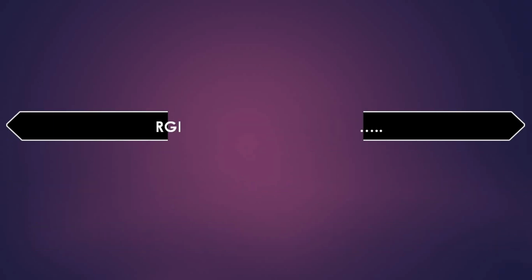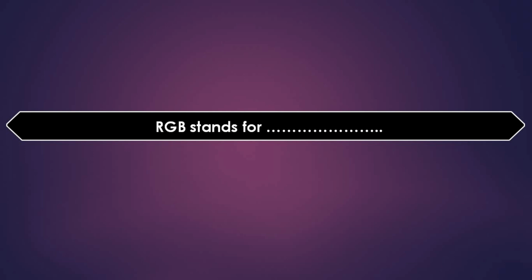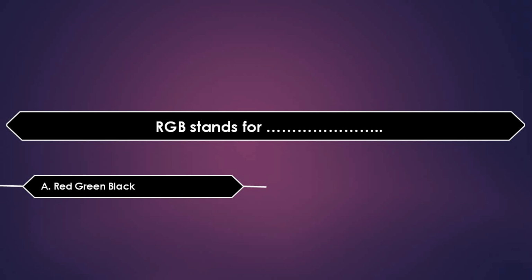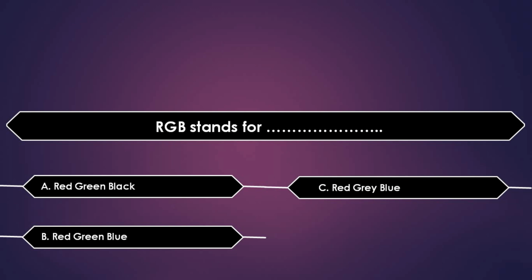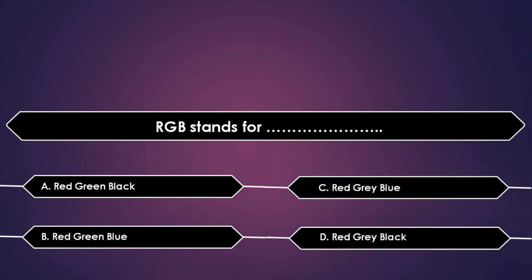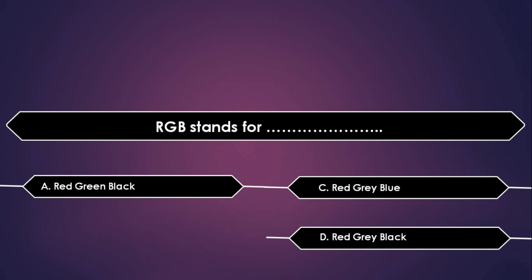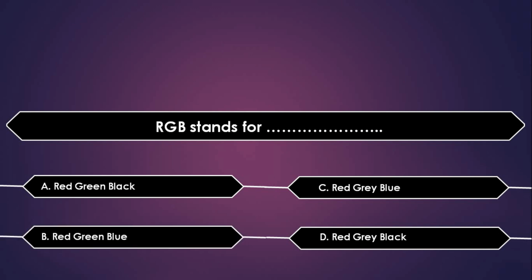The next question. RGB stands for dash. A. Red, green, black, B. Red, green, blue, C. Red, grey, blue, and D. Red, grey, black. The right answer: RGB stands for red, green, blue.